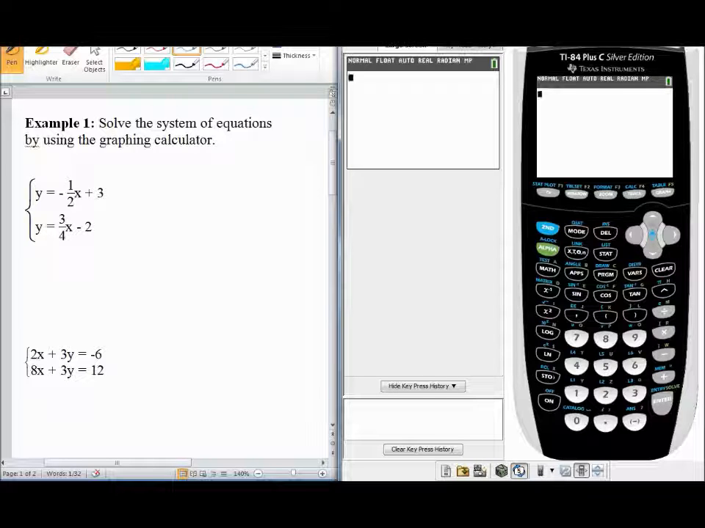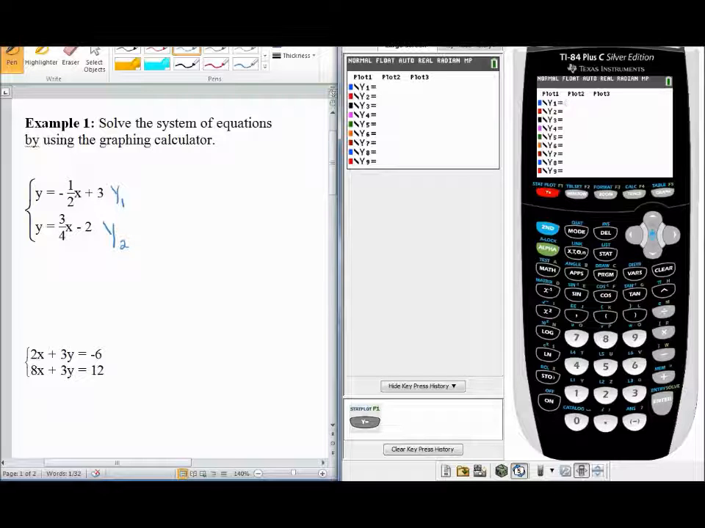So the first equation, the one at the top, I'm going to plug that one into my y1. And then the second one, I'm just going to plug that into y2. So I go over to my graphing calculator. I hit the y equals. Notice when I hit that, it lights up in red. When I hit something, it's going to shine in red. Now I'm going to plug in my equation. The first one, I have a negative 1/2 x.